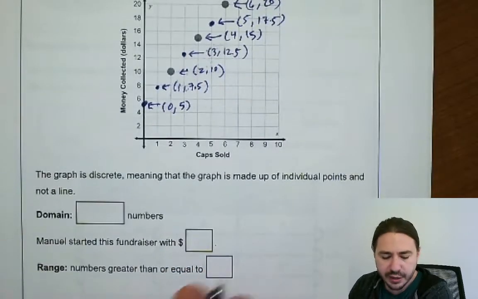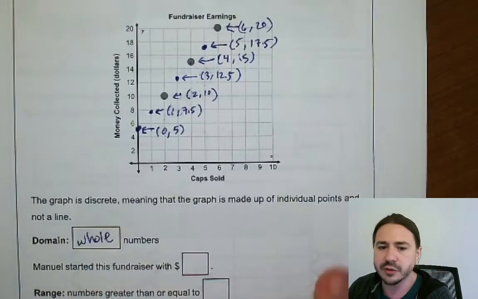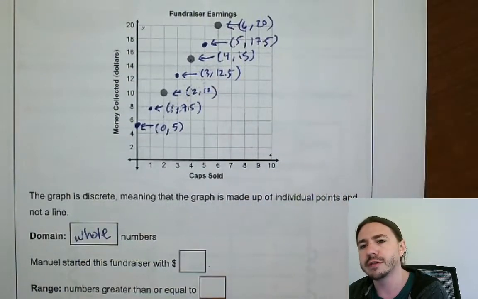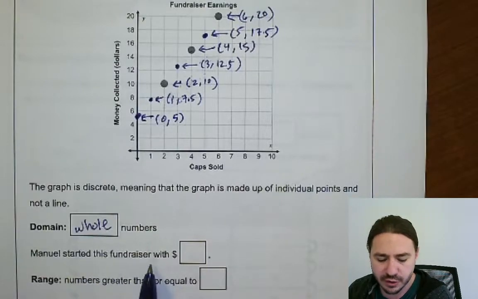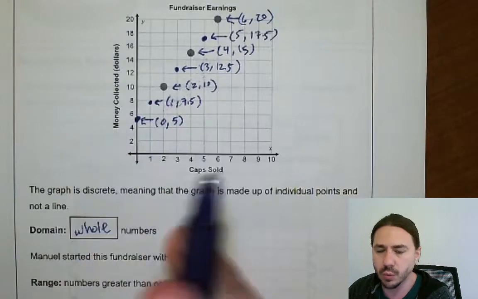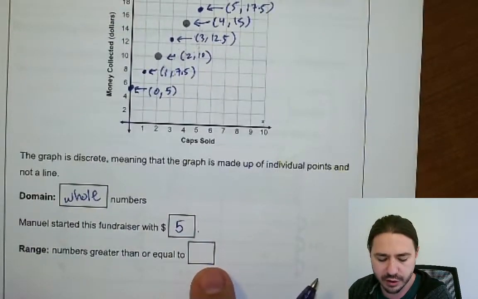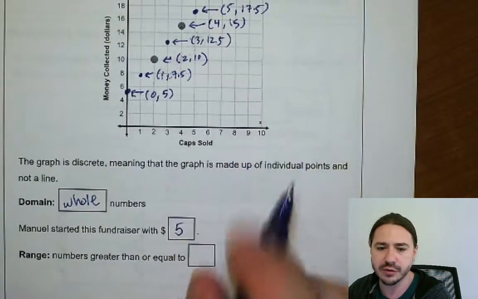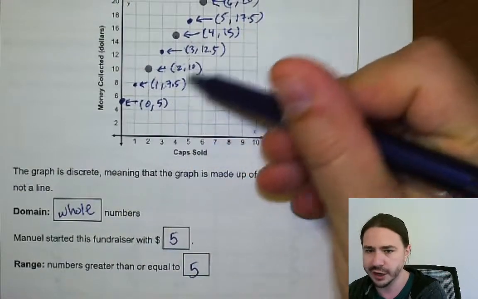The domain here is going to be all the whole numbers, 0, 1, 2, 3, 4, 5, 6, 7, 8, 9, etc. Manuel started this fundraiser with $5. We can see when x is 0, y is 5. The range is going to be all these values that are greater than or equal to 5. They start at 5 and go up from there.